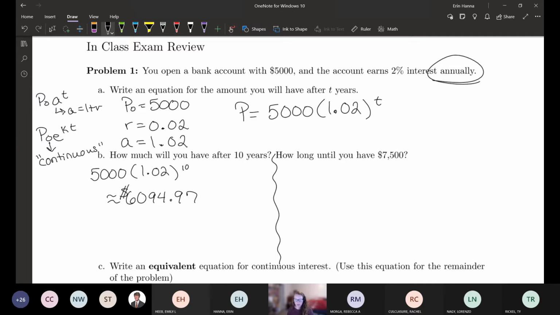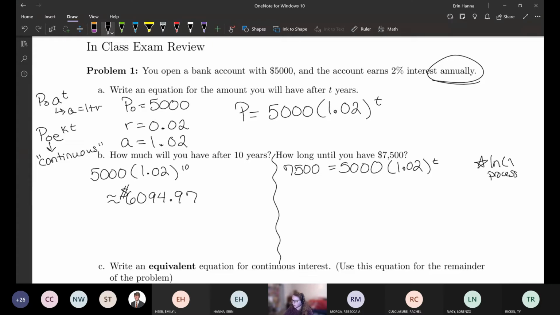Now, a slightly more complex question is how long until you have $7,500, because that's not plugging in 7,500 for t, that's setting this equal to 7,500. And now we want to essentially solve this. Since this has a t and the thing we want to actually solve for is that t value, this is when we have to use our natural log process.